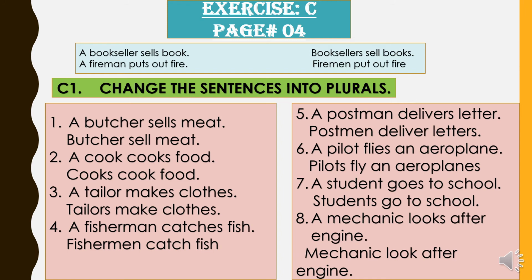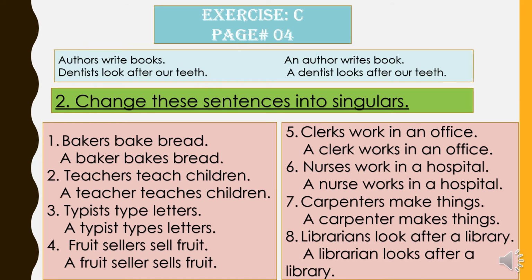Now come to the second part of exercise C. In the very next part, on the same page, you will have to change the sentences into singular. Now in this exercise, the sentences are given in plural forms and you will have to change those sentences into singulars. Authors write books, right? Examples are: authors write books, and an author writes books.